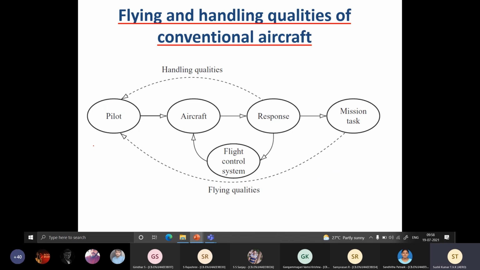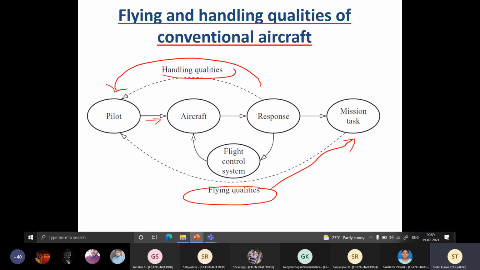Probably this block diagram will make this concept clear. Flying qualities is mission oriented. Okay, I want to go and bomb so and so place, and I have to come back safely. That's a mission requirement. Whereas the pilot gives some input to the aircraft, the aircraft is going to respond, and he is going to get a feedback about how well it is responding, and that is called handling qualities.